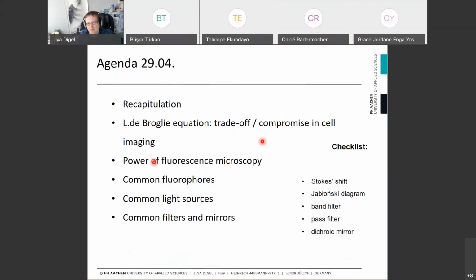The oil, power, common fluorophores, common light sources, common filters, Stokes shift, Jablonski diagram, band filter, pass filter, dichroic mirror.